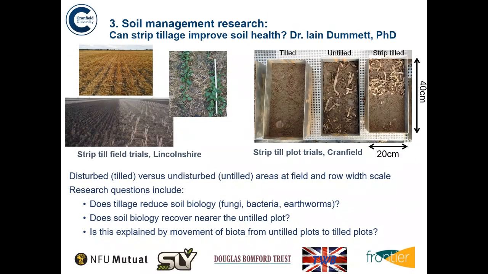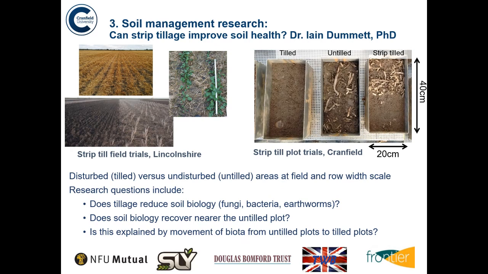And the final project was on strip till, which is the ultimate combination of till versus no-till within the same field. And this is what was done by Ian Dummett, looking at, first of all, to what extent did tillage reduce soil biology, how much damage was done to things like fungi, bacteria, earthworms, which we know are very important. Does the soil biology recover nearer the untilled plot? So where you haven't disturbed the soil, does the biology that's living happily there then start to commute or migrate into the till plot to bring back that biology? And this was basically the hypothesis behind Ian's work.